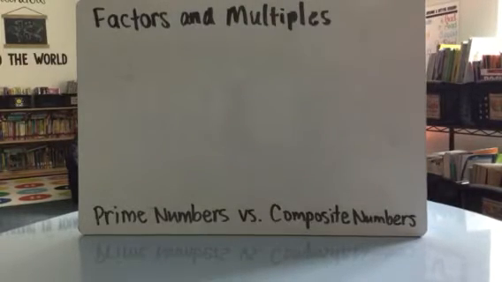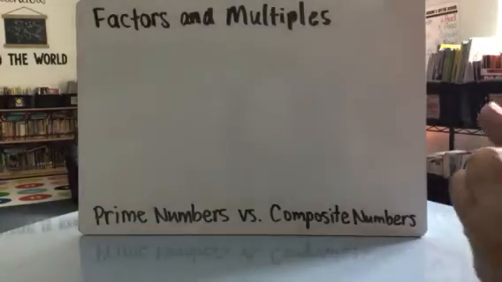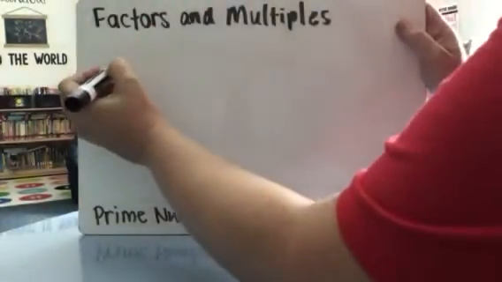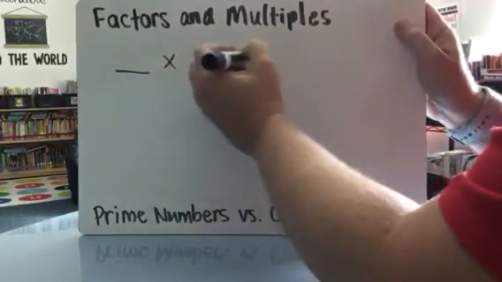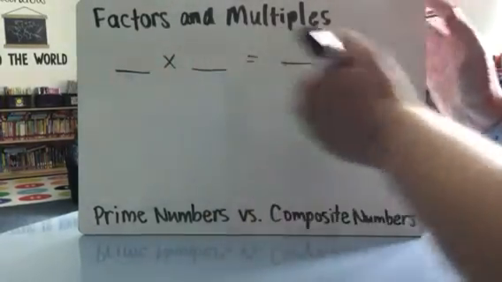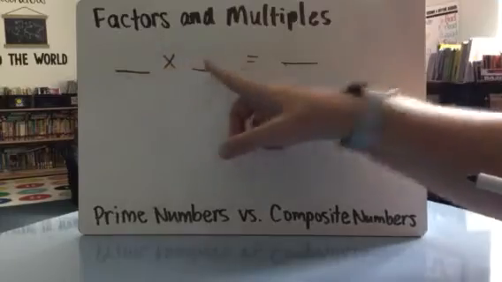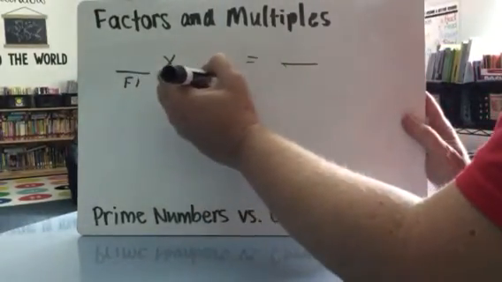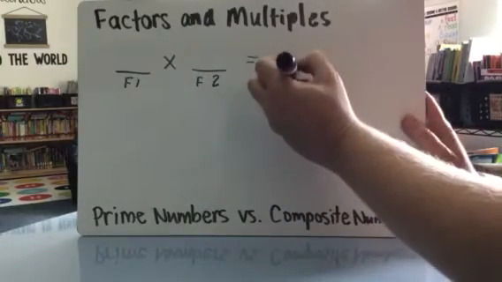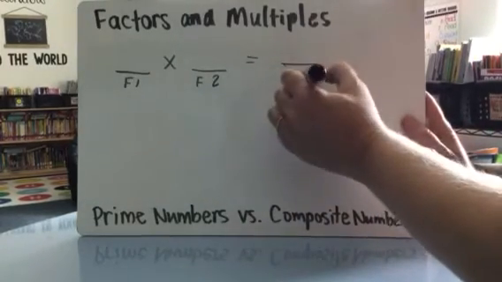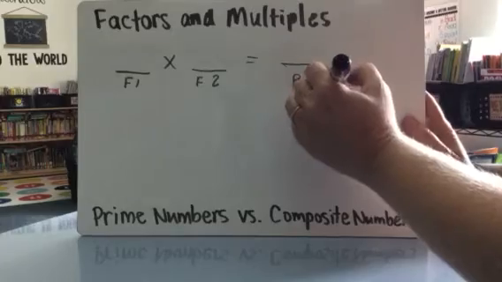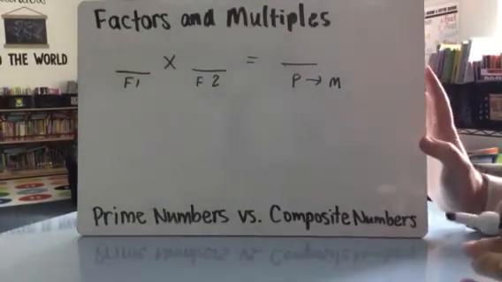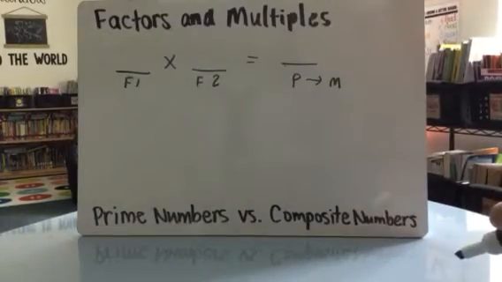And I'm going to show you kind of what that looks like. The first thing that we need to know is that factors are the two numbers that are multiplied together. Here and here, this would be factor 1, and this would be factor 2, to make a product. And then that product, we can also say, is the multiple of its factors. There's a lot of vocabulary that we need to have practice with in this unit.